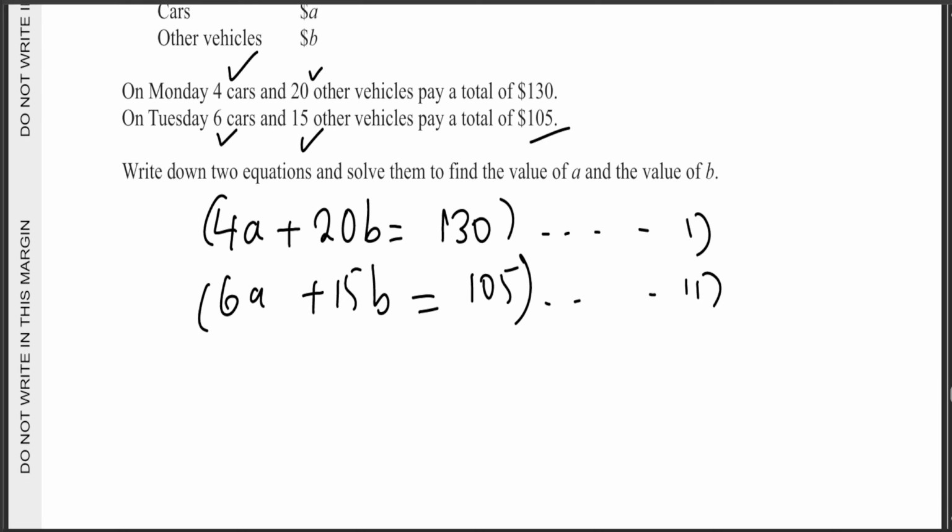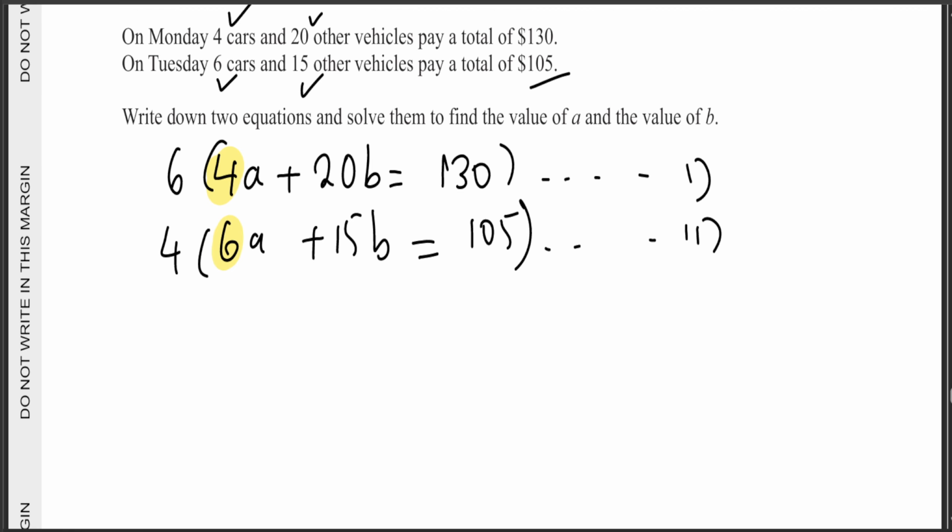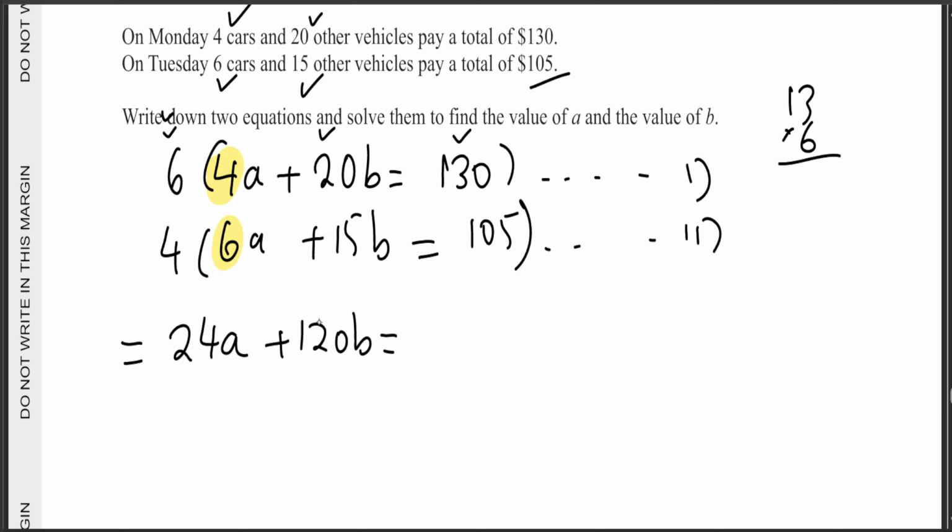And how do you eliminate A? If you look at this, we have 6 here, so let's put the 6 at the top. We have 4 here, so let's put the 4 at the bottom. So we multiply the first equation by 6, and therefore 6 times 4 gives you 24A. 6 times 20 will give you 120B. 6 times 130 gives you 780.